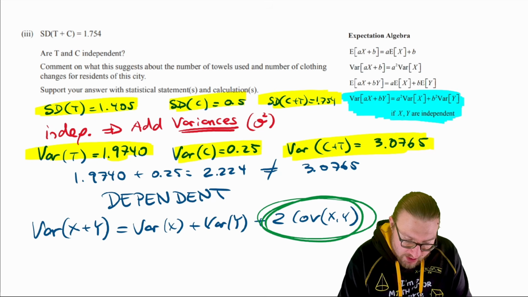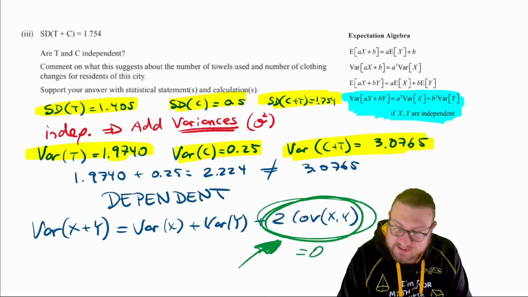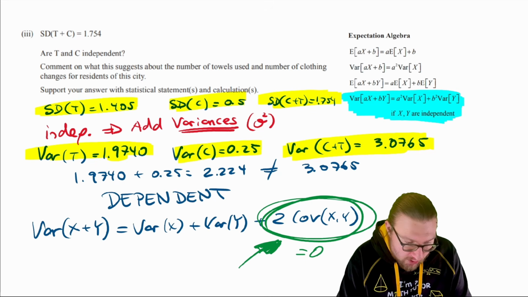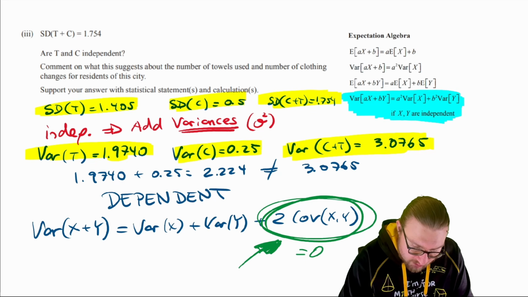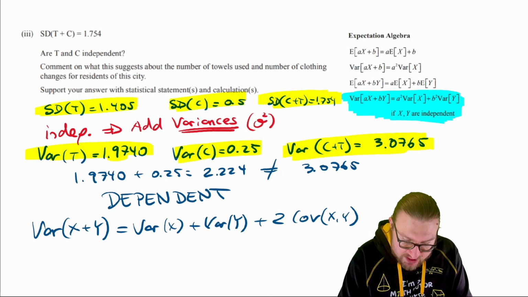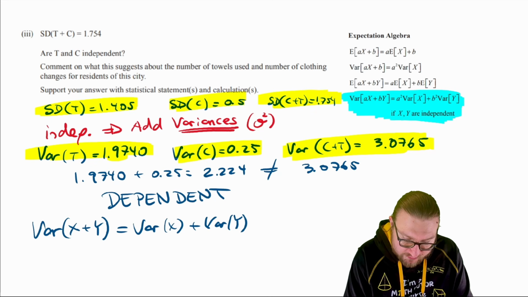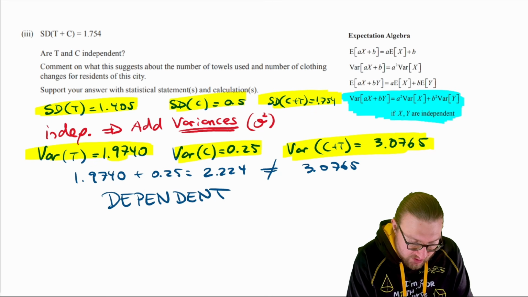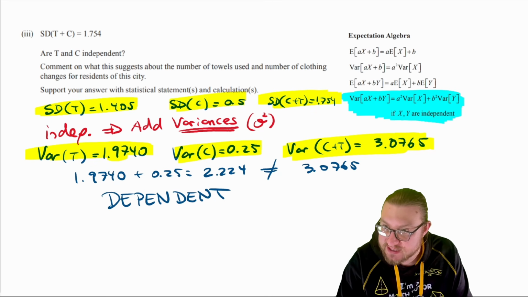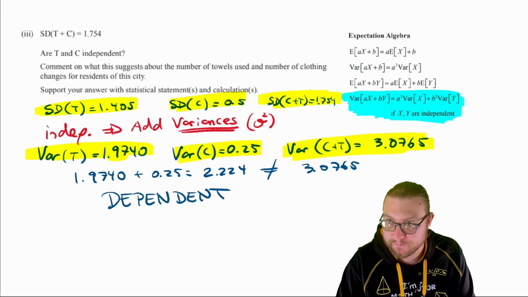So if they don't affect each other, if they're independent, then this is 0, and that's why our formula works. But our formula doesn't work if they are dependent on each other, because there's the covariance, which is between x and y themselves, because they're affecting each other.